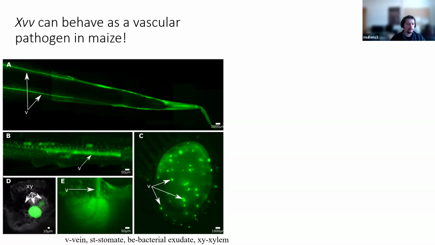In E, the bacteria are streaming out under a cover slip into water. So this is the vein here. And then in D, you're looking sort of down at the cross section of the vein, and these are the xylem vessels here, proto and metaxylem.